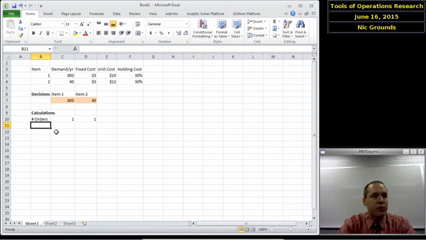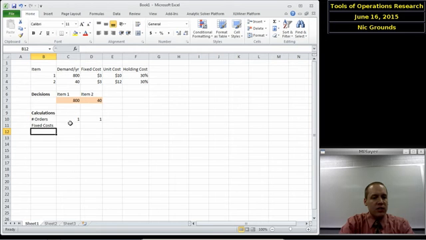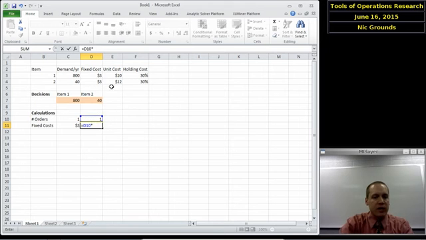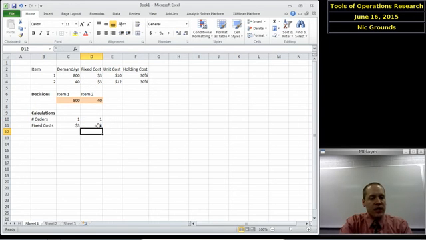From that, we can compute our fixed costs, which are just the number of orders we make per year multiplied by the fixed cost per order. That's how much cost there is just in the overhead of making orders.